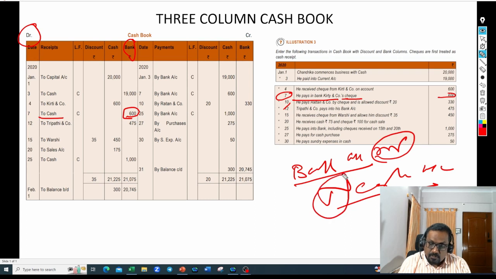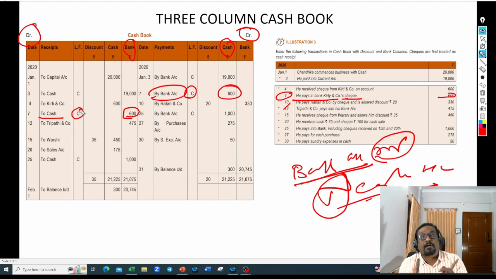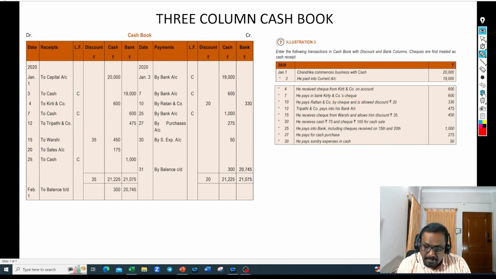Similarly here, cash account is credited. On the credit side we need to write, and where to put the amount? Cash column. What do we write? By bank, and 600 in the cash column. Here we mentioned C because it is a contra entry. Are you clear? Right. Next, he pays Ratan and company by check and is allowed a discount of 20 rupees.